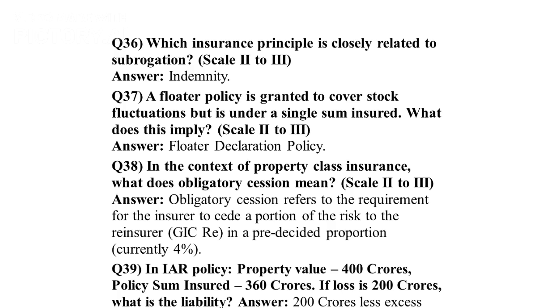Q38, in the context of property class insurance, what does obligatory cession mean? Answer: obligatory cession refers to the requirement for the insurer to cede a portion of the risk to the reinsurer, GIPSA, in a pre-decided proportion, currently 4%. Q39, in an IAR policy, property value is 400 crores, policy sum insured is 360 crores. If the loss is 200 crores, what is the liability? Answer: 200 crores less excess, as under insurance up to 15% is waived.